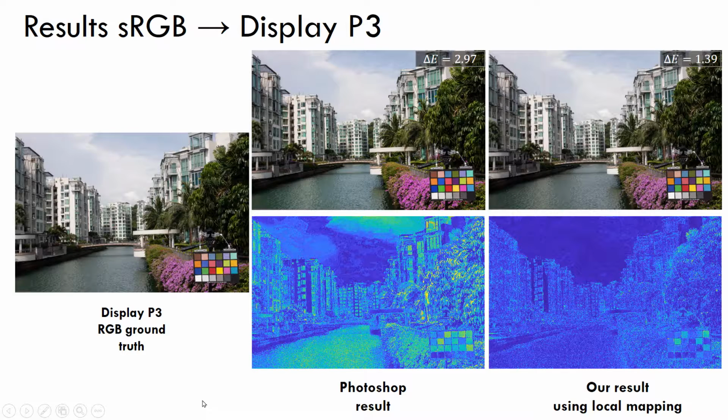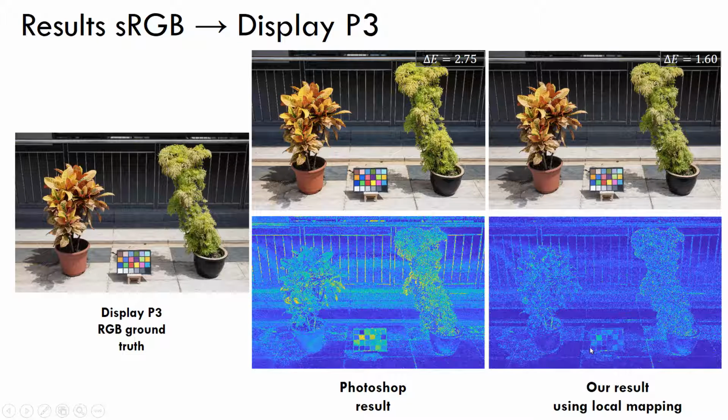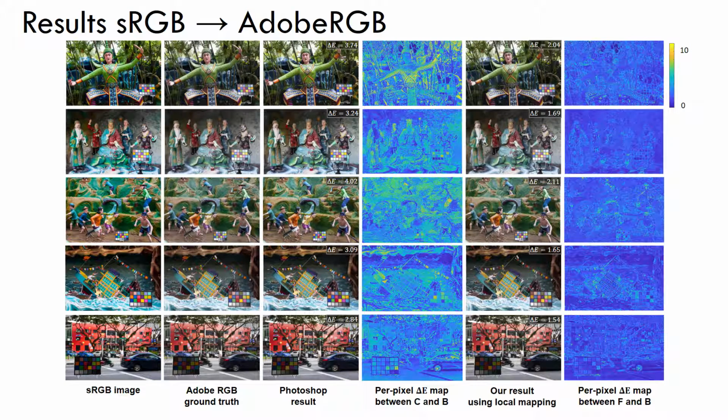Here's another example. So you can see by using our local mapping with the metadata, we get almost a 50% reduction in errors that we would have using sort of standard methods. Now that was to display P3. It works just as well for Adobe RGB. So we get a very similar trend.